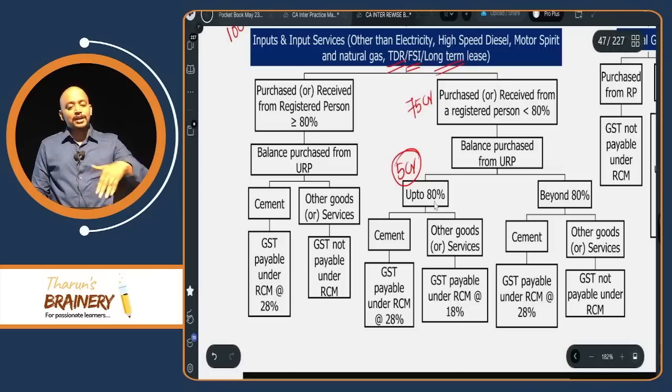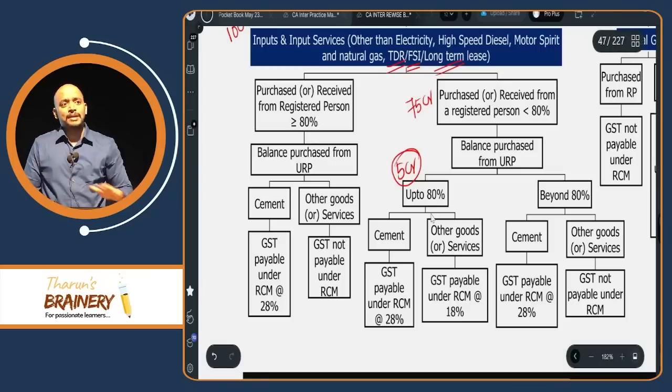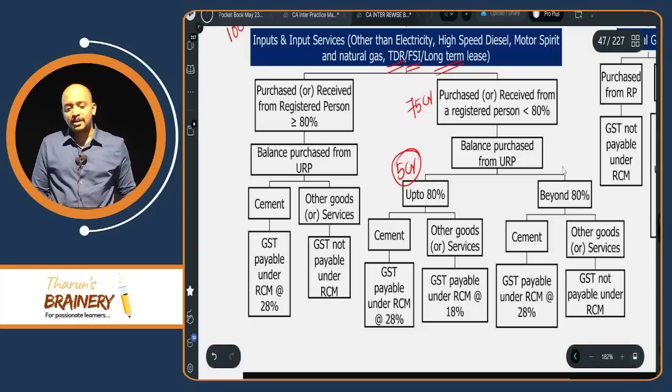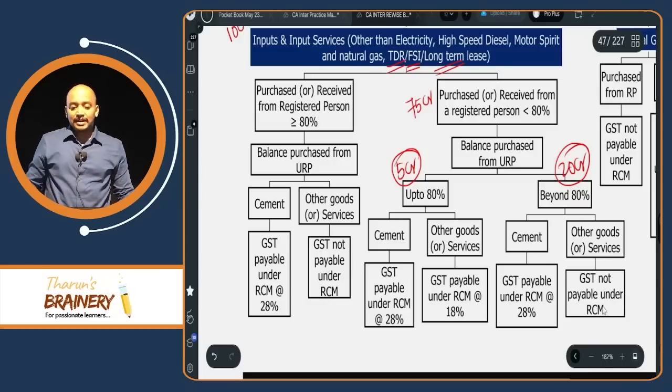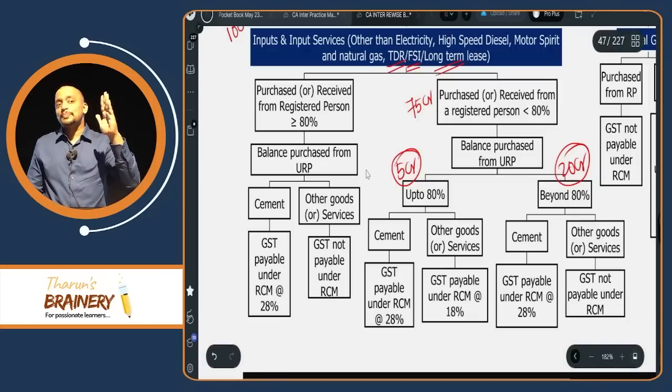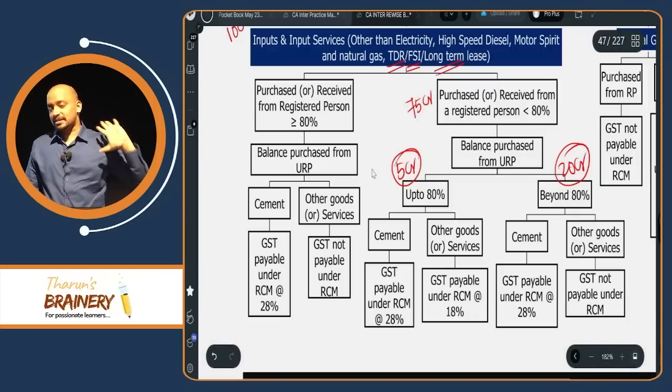Okay. Now, on 5 crores I paid. Now, what is the remaining purchase from unregistered person? 20 crores. In this 20 crores, check whether cement is there. If cement is there, you need to pay GST under RCM at 28%. If it is other goods or services, GST is not payable under RCM. Then it means cement always should be purchased from a registered person.